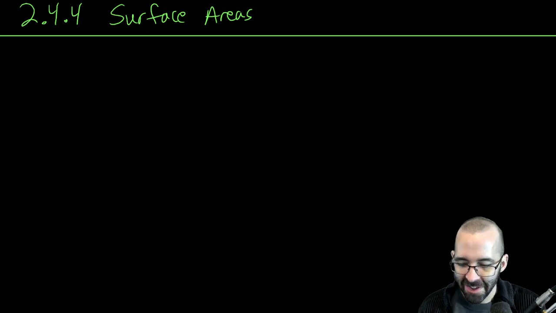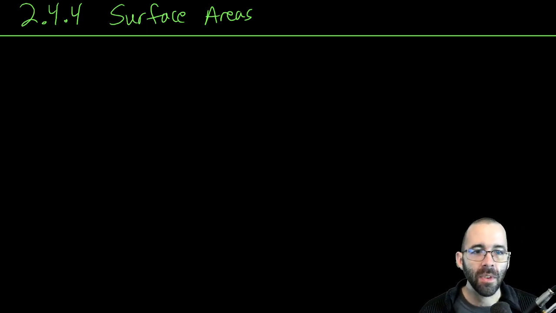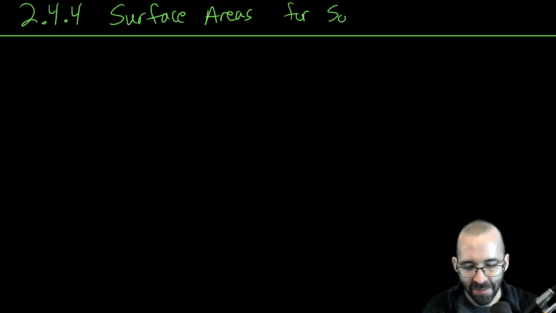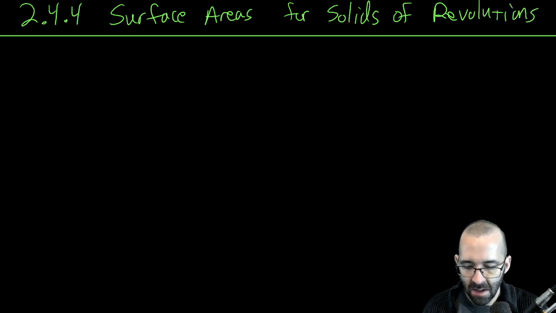Okay, let's do some surface areas. So we're thinking of solids of revolution. Oh, I didn't finish that. Surface areas of solids of revolution. And we're going to draw a picture and see where the formula comes from. It's going to be a similar idea.